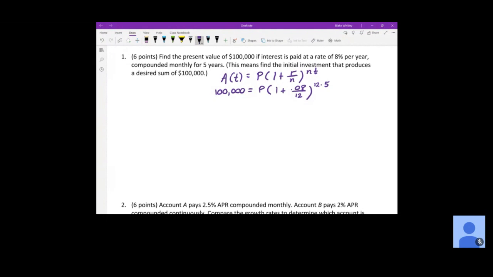Any questions just on getting everything into the formula? Okay, so now we've got to solve for P. So what do you want to do first to solve for P here? Okay, so we can go ahead and do the exponent, the 12 times 5. Good. So that's going to give us 60 as our exponent. And we can go ahead and divide the 0.08 by 12 if you want to. All right, so what's that going to give us if we do 0.08 divided by 12?